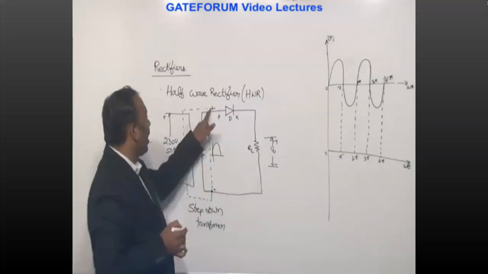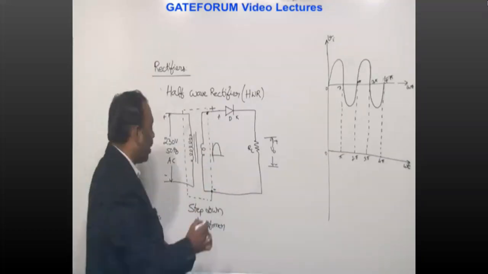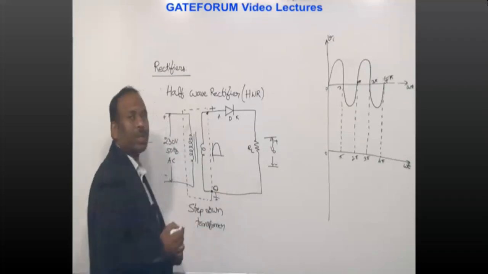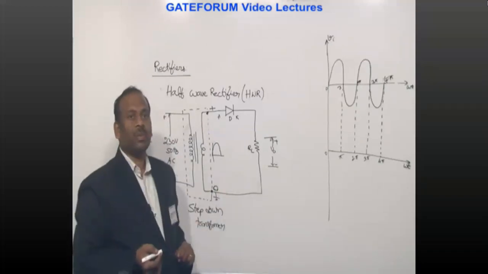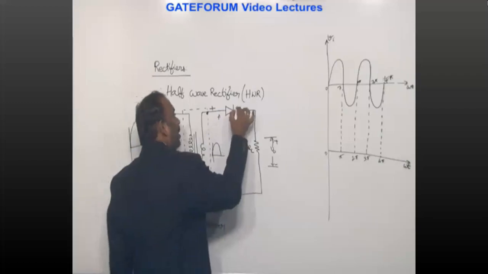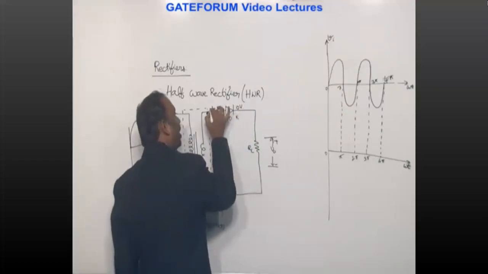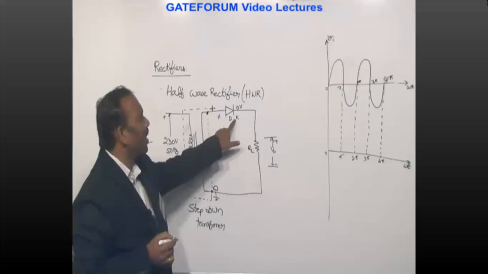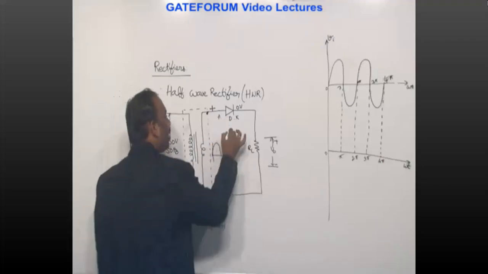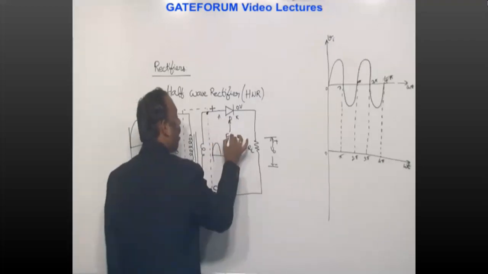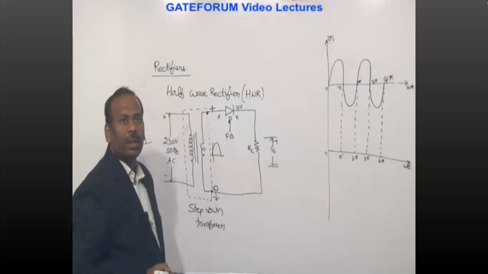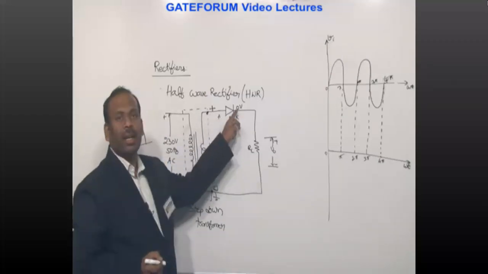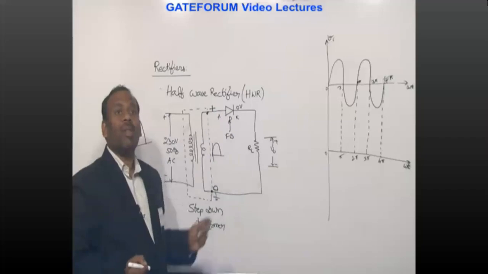That means the anode is at higher potential. If this is grounded, then take it as 0 volts. So the cathode is at 0 volts and the anode is at higher potential than the cathode. Therefore, diode D is forward biased. So during the positive cycle, the anode is at higher potential than the cathode, therefore the diode is forward biased.